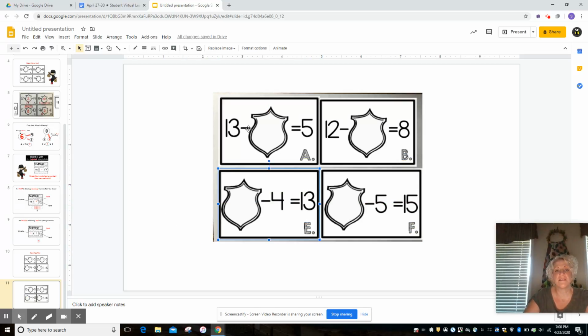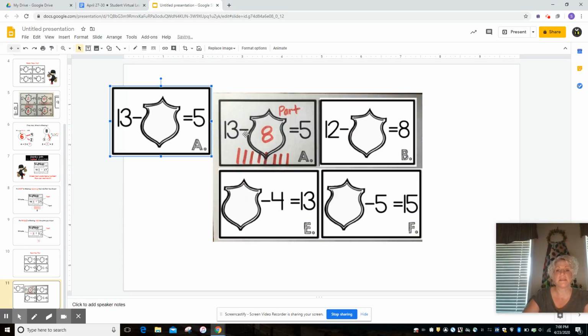All right, so this says 13 minus something equals 5. I know my whole. I'm going to count up from the part I know. That's what Miss Harris did. You take a look. 5, I counted up 6, 7, 8, 9, 10, 11, 12, 13. When I counted how much it took me to solve for that missing part, it was 8.